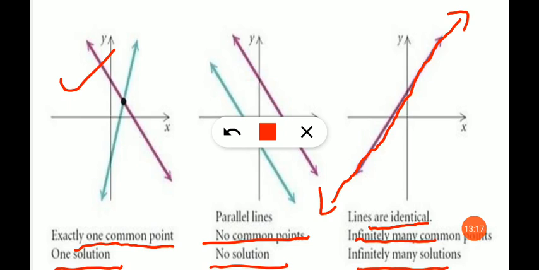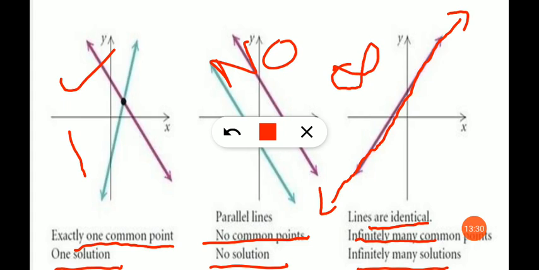Got it? In case of intersecting lines, one solution. In case of parallel lines, no solution. And in case of coincident or identical lines, infinite solutions. Understood?